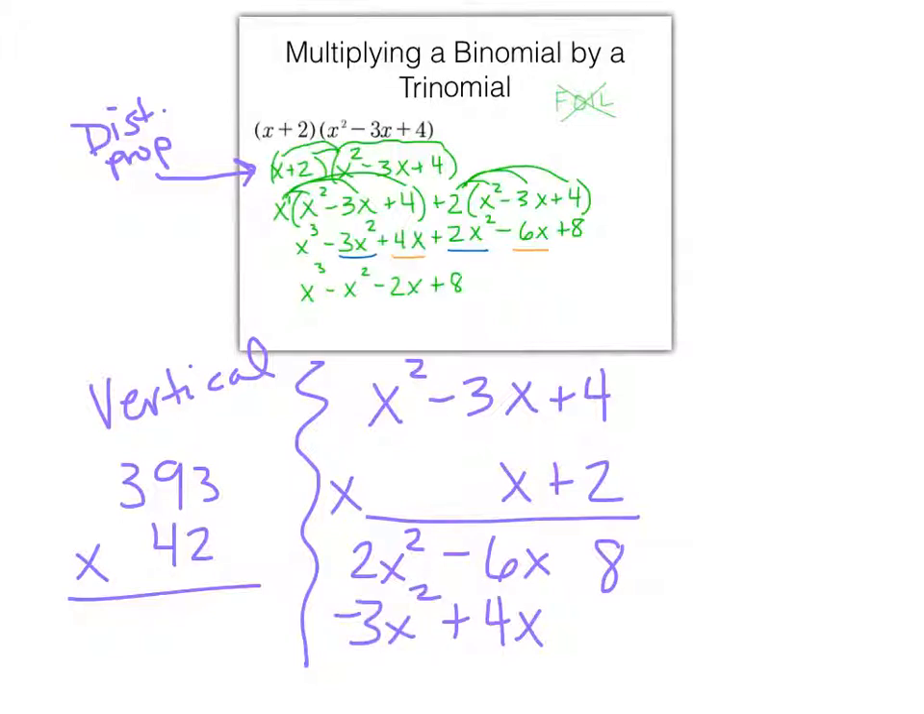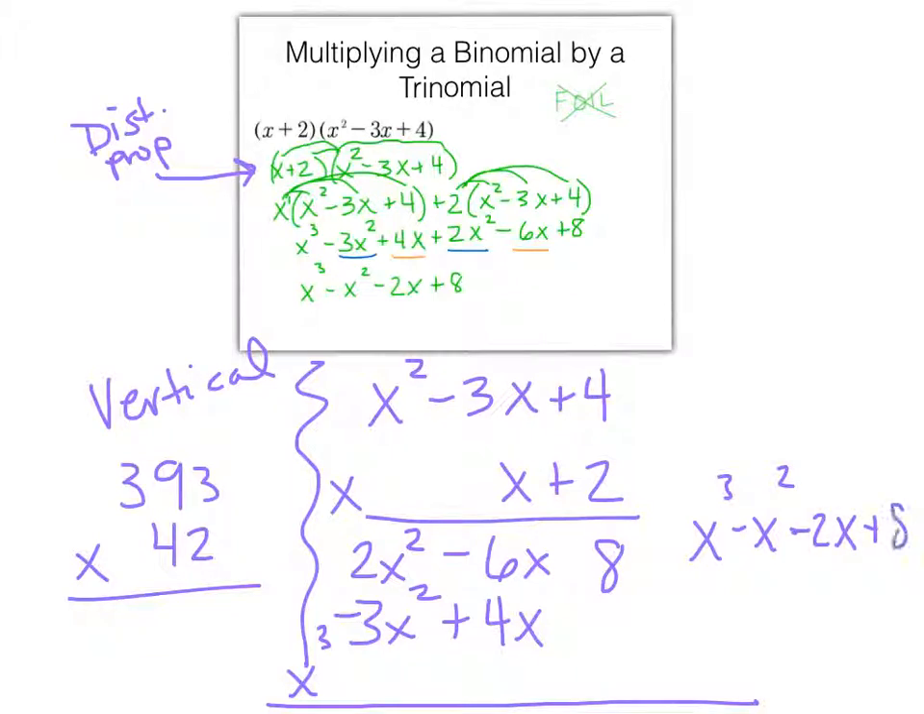And finally, x times x squared is x cubed, which I can't fit because it needs to be over by a space. So when I combine like terms, I end up with the same thing as before. X cubed plus 2x squared minus 3x squared is minus 1x squared. Minus 6 plus 4 is minus 2x, and then your plus 8 at the end. And so that's what we get either direction. So please make sure you know how to multiply binomial times trinomial.